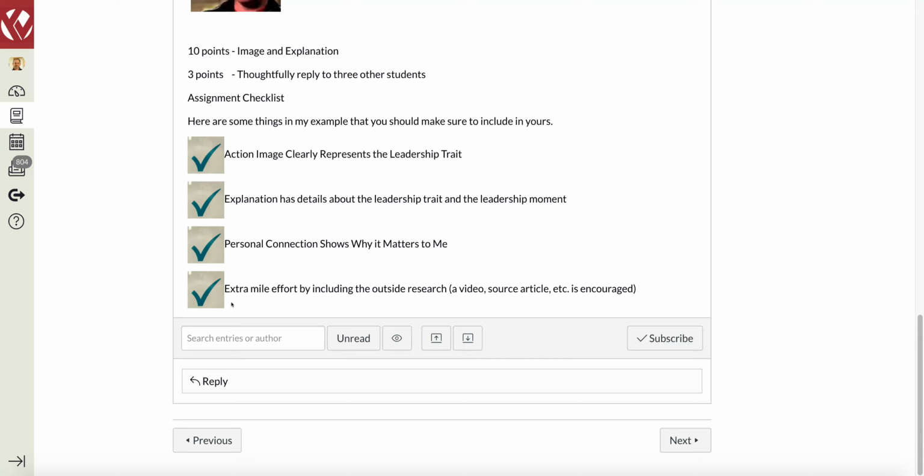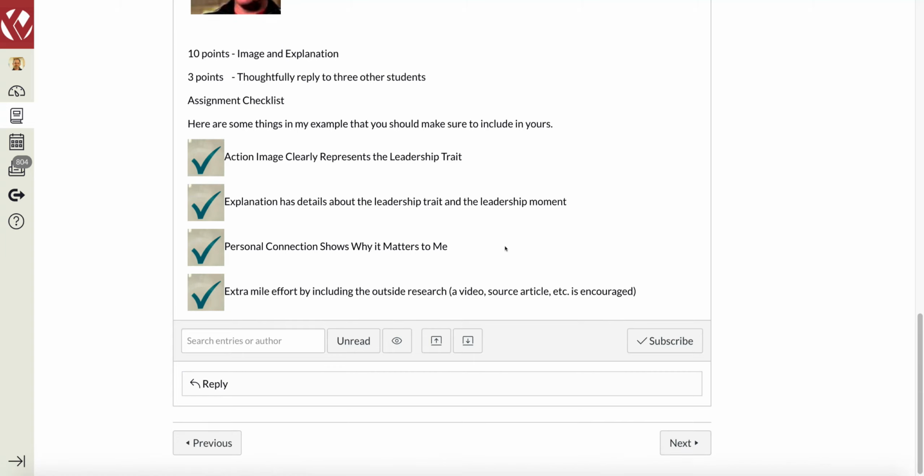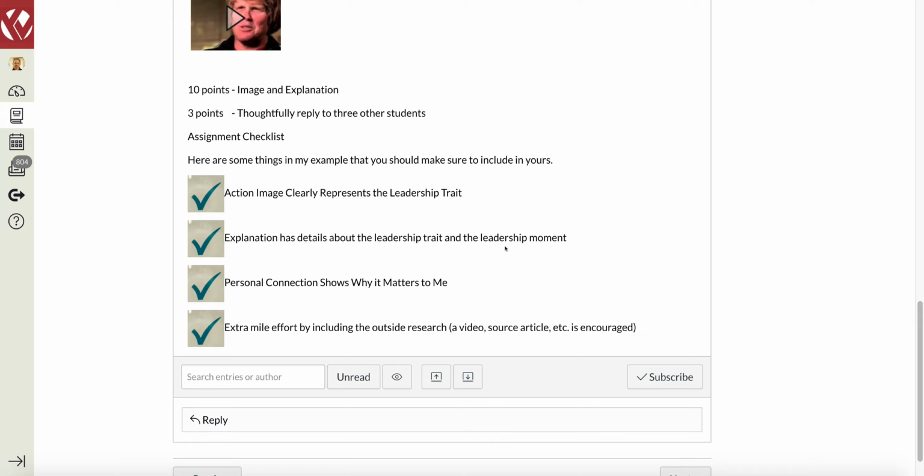All right, one more thing, the extra mile effort. Okay, so extra mile effort by including outside research, a video, source article, etc. is encouraged. So you don't just get full credit by not doing something wrong. You get full credit by going the extra mile and doing something that stands out. Okay, so I've given you 4 things to focus on with your writing. And by the way, it's not just for this particular writing assignment. For all of the writing assignments, these kinds of things matter, okay?